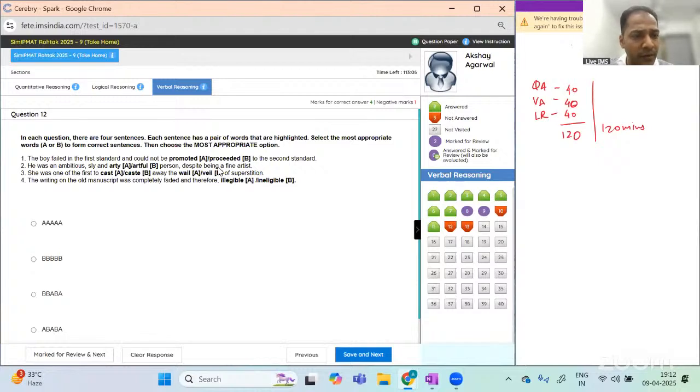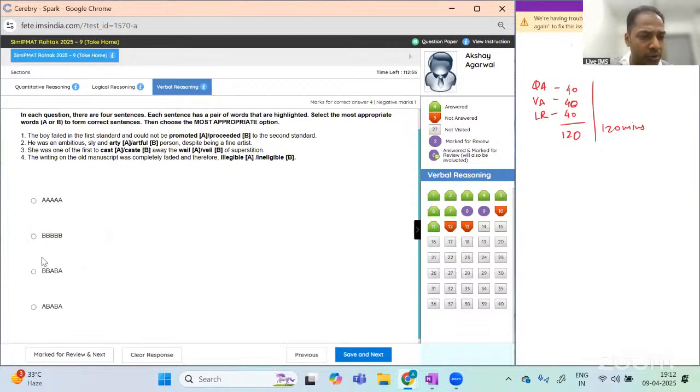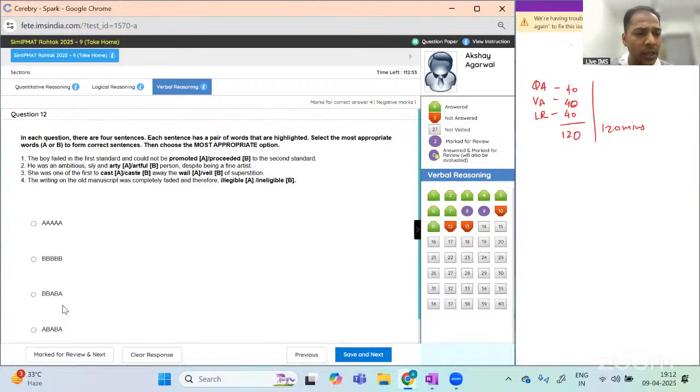The boy failed in the first standard and could not be promoted. Proceeded in the second standard. Could not be promoted. So the first one should be A. I think I'm dealing with option A and option D.